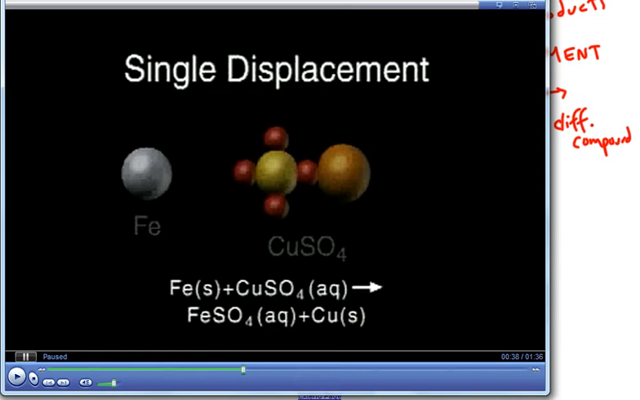In this next video on single displacement or single replacement, you will see that we have iron reacting with copper sulfate. And what will happen is the iron and the copper will switch places. A single displacement reaction is when one element takes the place of another in a compound.